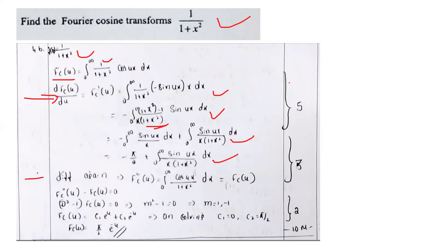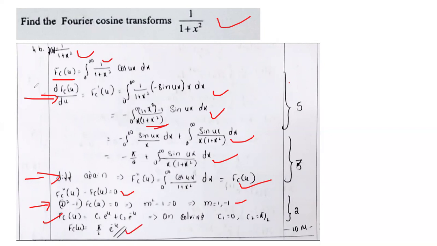What you can do is you have to differentiate again. Fc double dash of u, I'll be getting like this. Okay, now you can apply the conditions. Fc double dash of u minus Fc of u is equal to 0. So ultimately, D square means double differentiation, correct? So m square minus 1, I'll be getting m is equal to plus 1 and minus 1. Fc of u is equal to c1 e to the power u plus c2 e to the power minus u, just like a solution. So I'll be getting the final result like pi by 2 e to the power minus u.